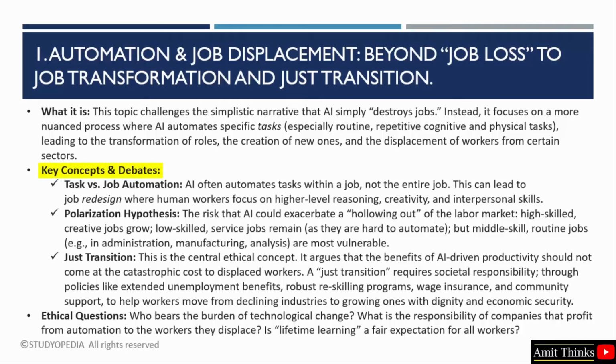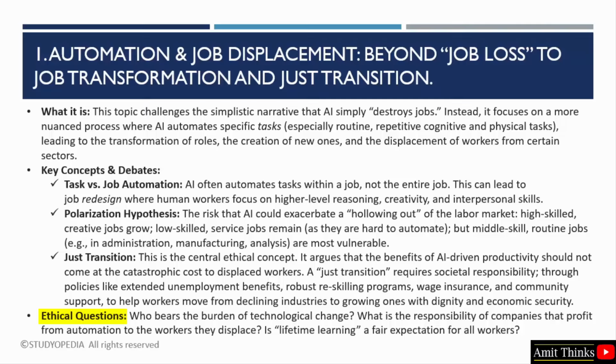Let us see the key concepts and debates. Beginning with task versus job automation. AI automates tasks within jobs, not entire roles, leading to redesigns that emphasize human strengths. Polarization hypothesis. AI may shrink middle skill jobs while boosting demand for high and low skilled roles. Just transition calls for ethical sharing of AI gains through benefits, reskilling, wage support and community aid.